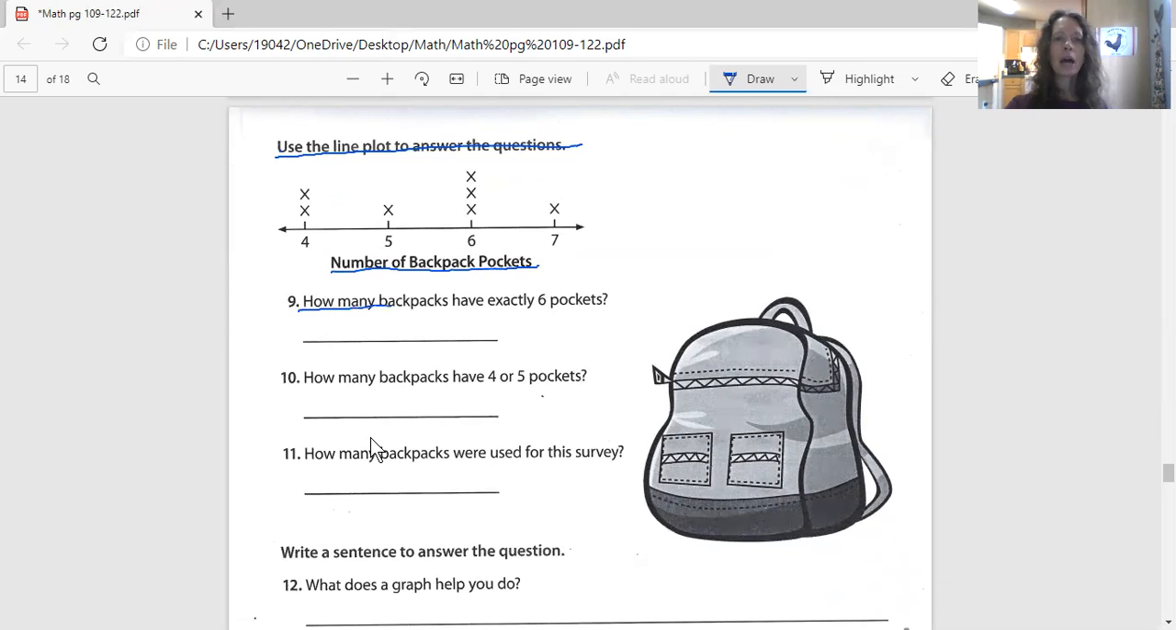Number 9 says, how many backpacks have exactly, there's a clue word, 6 pockets? So we look here, look at our 6, count the X's, and write the total. Okay. And number 10 says, how many backpacks have 4 or 5 pockets? That means we have to count the 4s and we have to count the 5s.